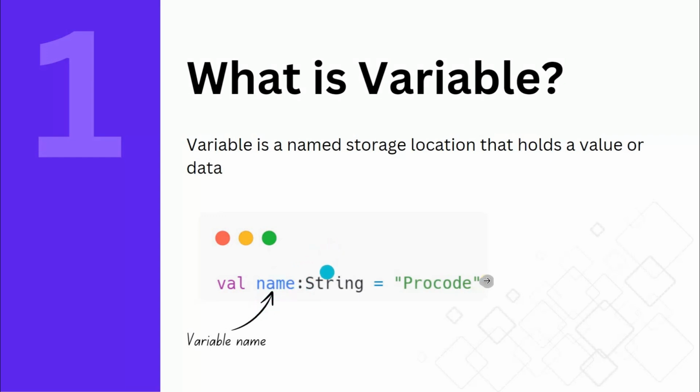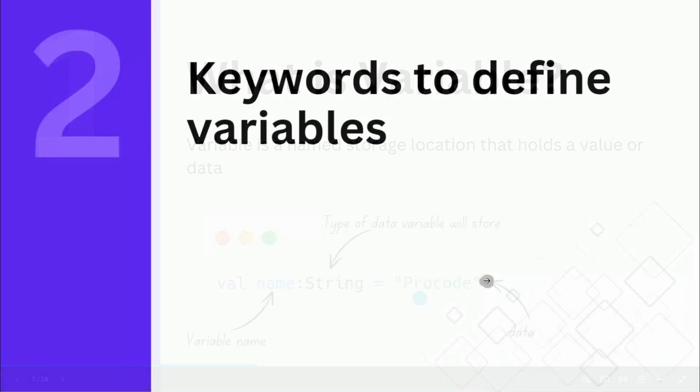But here I am also using the type of the variable. Type of the variable means which type of value a variable can store. Here I am mentioning String, so it can store only string values. It cannot store a number value or any other type of data. Any text with double quotes acts as a string. As I mentioned, string type data will be stored in the name variable.